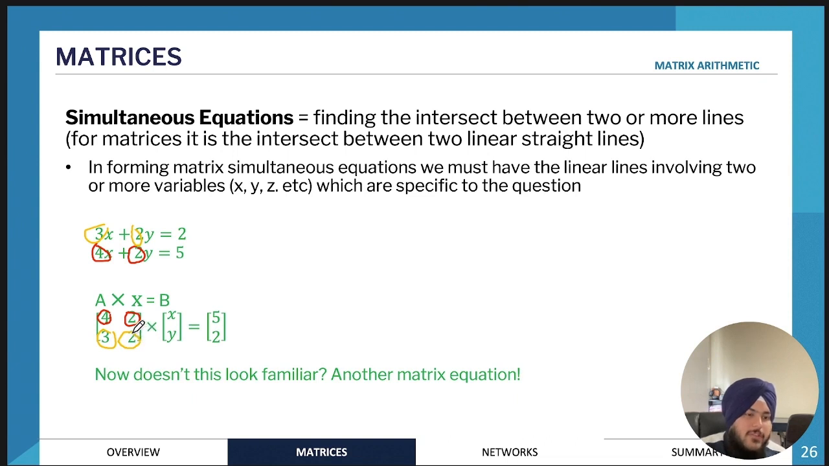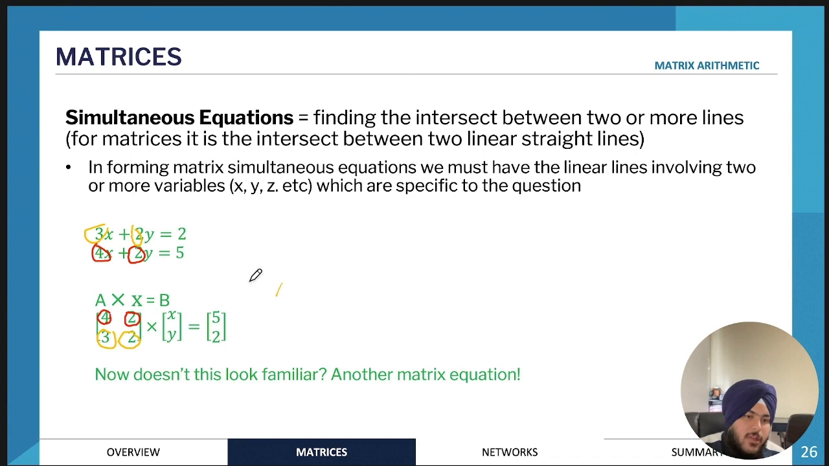If you were to spell out the equation, it would actually just be 4x plus 2y is equal to 5, and then 3x plus 2y is equal to 2, if you were to actually multiply it. But we're not trying to do that. We're trying to find out what x and y are equal to. So essentially what we would need to do is, again, find the inverse of A.